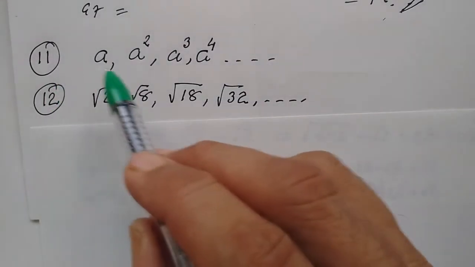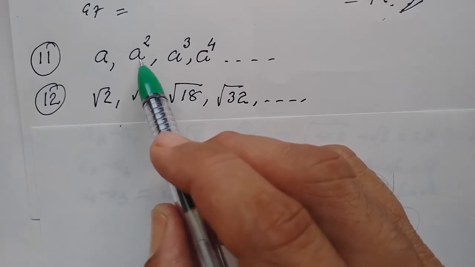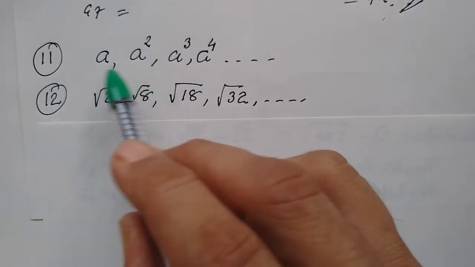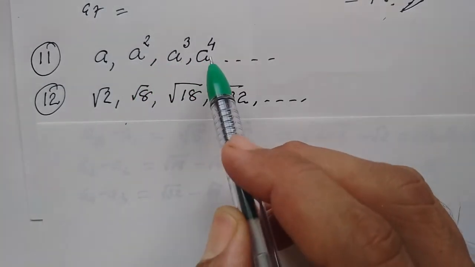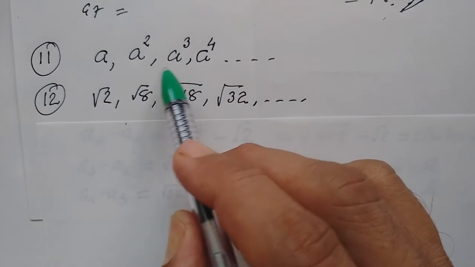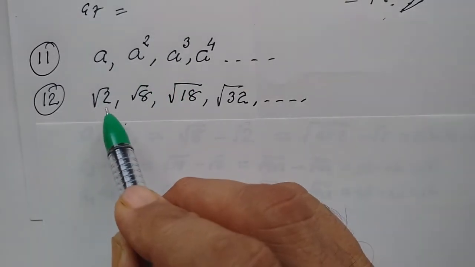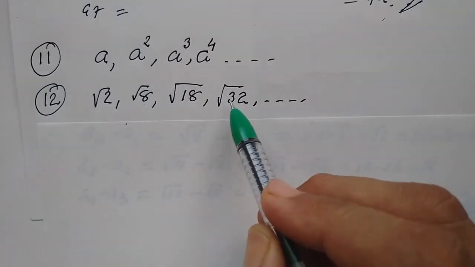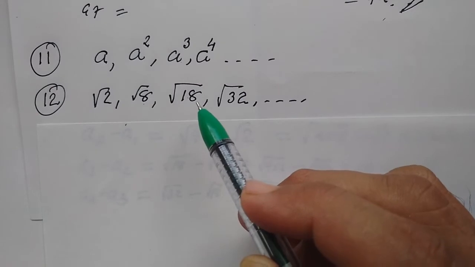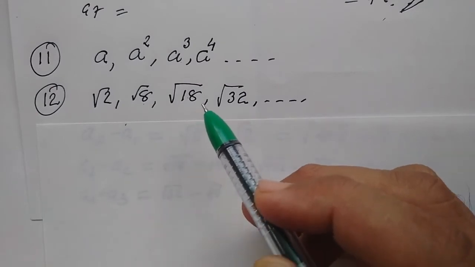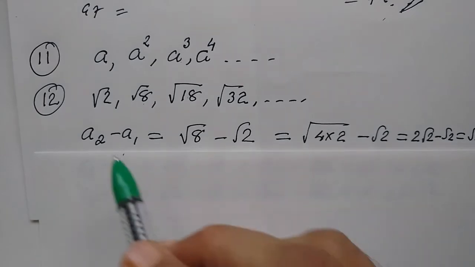Question 11, children, homework. See children, easily you can say that it will not form AP. See, A square minus A, here A cube minus A square, here A raised to 4 minus A cube. So D you will not get. See. Here you see children, root 2, root 8, root 18, root 32. Earlier I told that square root sign comes. Don't be afraid. Chalo.